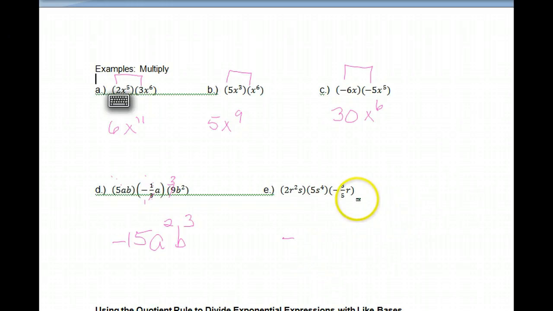I'm going to check for cross-canceling to see if I can get rid of my fraction. I can. I'm going to cross out my 5s because they will cancel each other out and become 1s. So now I can do 2 times 3 to make 6. And I'm going to start multiplying my r's. R squared times r makes r cubed. And s times s to the 4th makes s to the 5th.